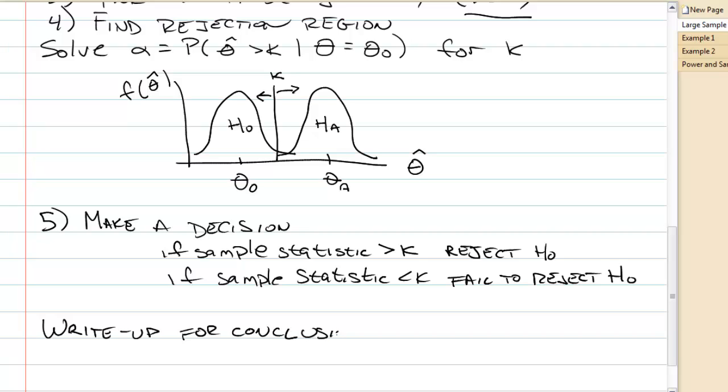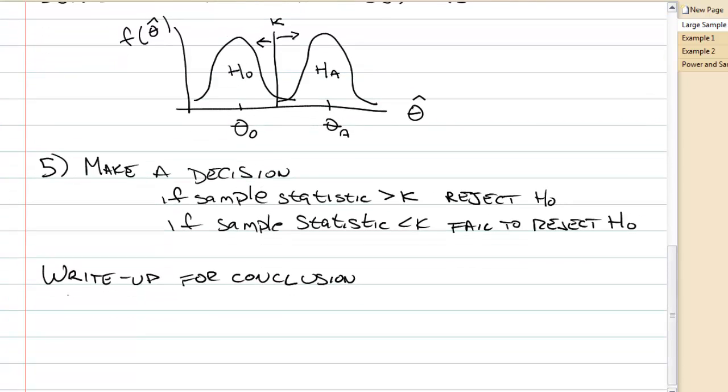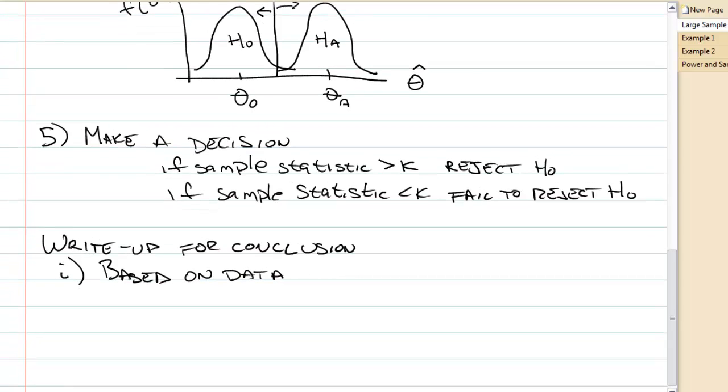What's important here is you're trying to convey information to a decision maker. A couple of things you need to have in your conclusion. First is you need to say that this decision was based on data. It's an empirical decision. So you can use the word evidence, empirically, based on data, but you're telling the reader that it was based on a sample or data. Second, you need to tell them the confidence level, what you picked for alpha. Remember, you picked alpha.